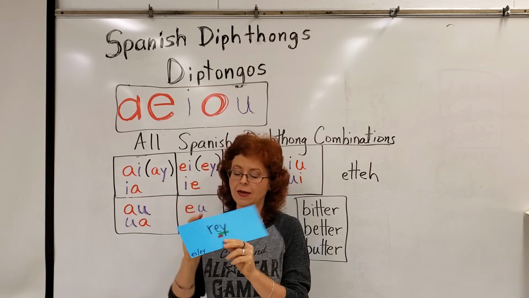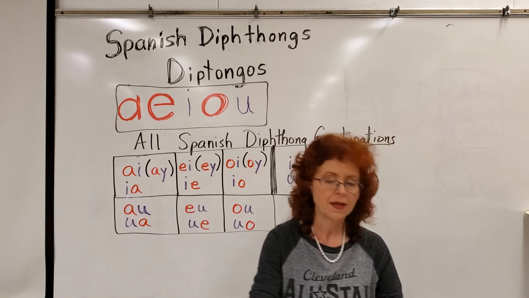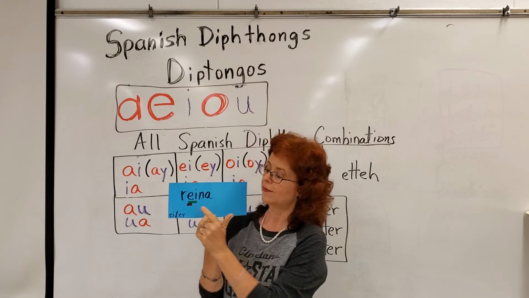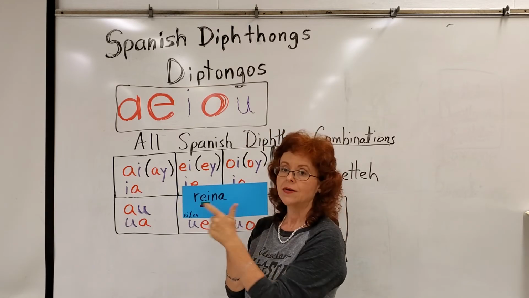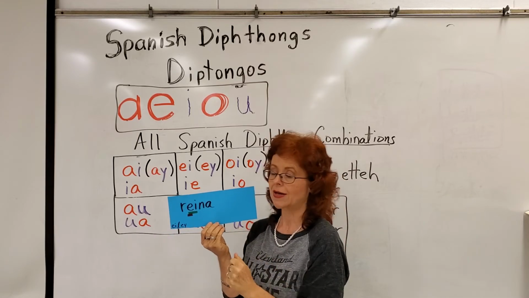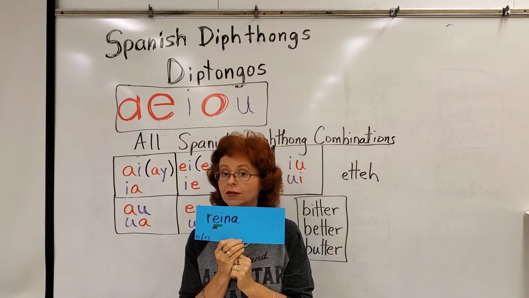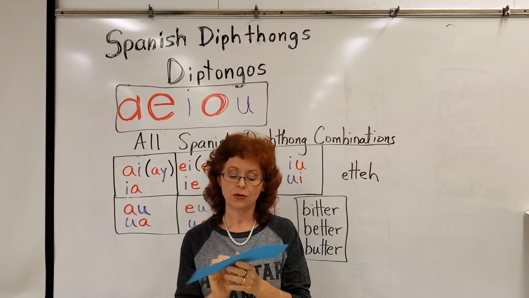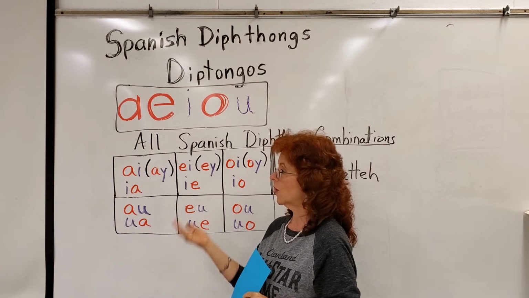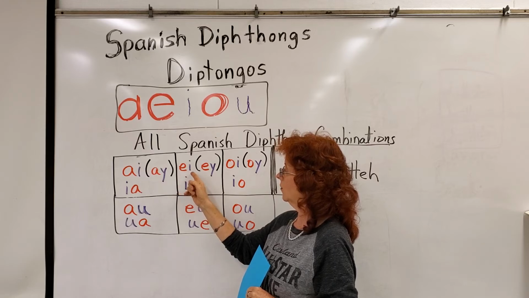Rey. Okay? So that's king, and then we have queen, and it is a two-syllable word, and so you have the reina, two syllables, reina. Again, all we're talking about right now is diphthongs. All right, so you have two vowels next to each other, and one of them is considered strong, and one of them is considered weak. So in this set, it was strong, weak.